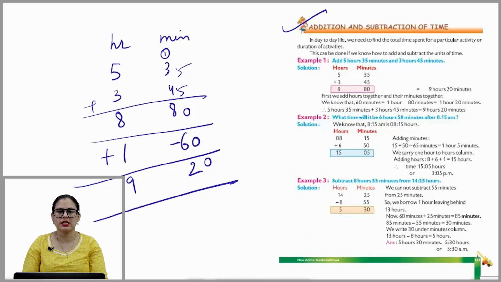Example 3. Subtract 8 hours 55 minutes from 14 hours and 25 minutes. We cannot subtract 55 minutes from 25 minutes. So, we borrow 1 hour, leaving behind 13 hours. Now, 60 minutes plus 25 minutes equals 85 minutes, and 85 minutes minus 55 minutes equals 30 minutes. We write 30 under the minutes column. And 13 hours minus 8 hours equals 5 hours.